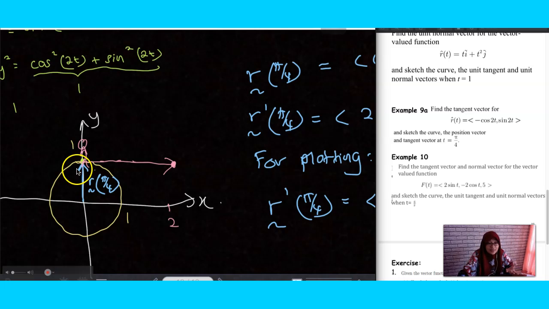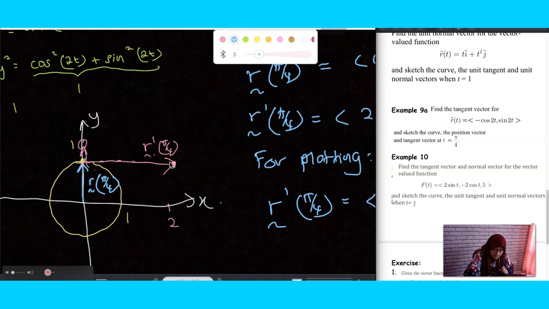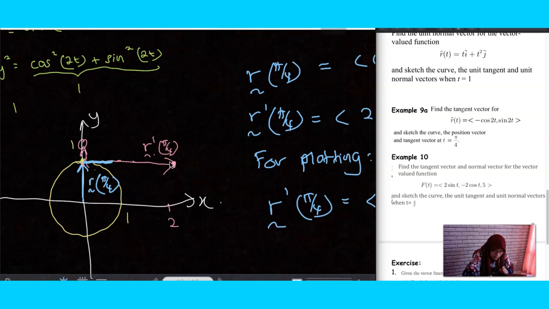So this is the r prime vector at t equals pi over 4. The unit tangent vector has the same direction, but the vector is a bit smaller, because we know that its magnitude is always equal to 1. This one is a tangent vector, and it should be longer.